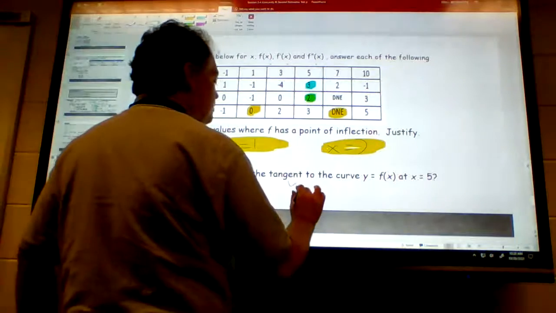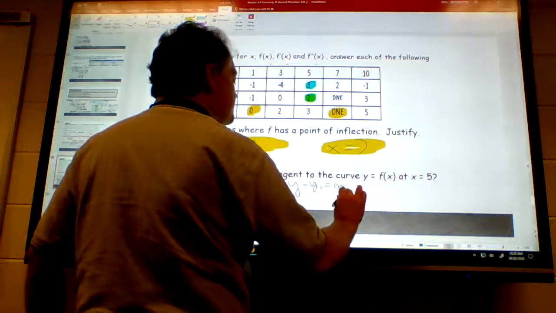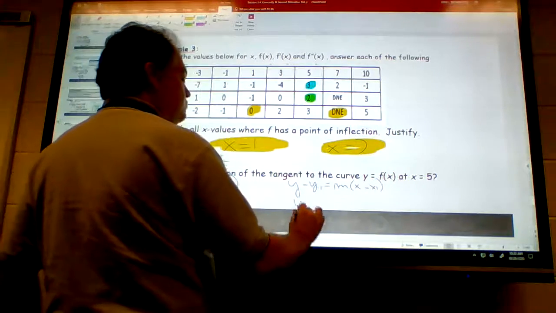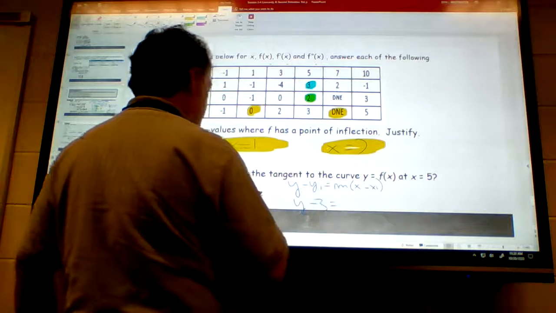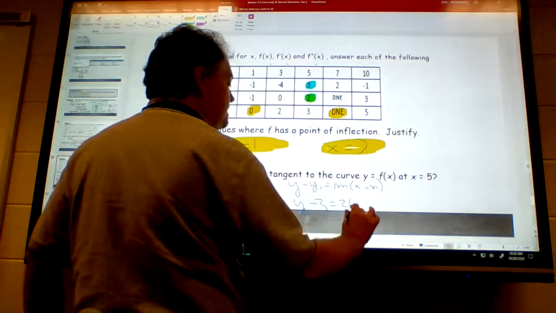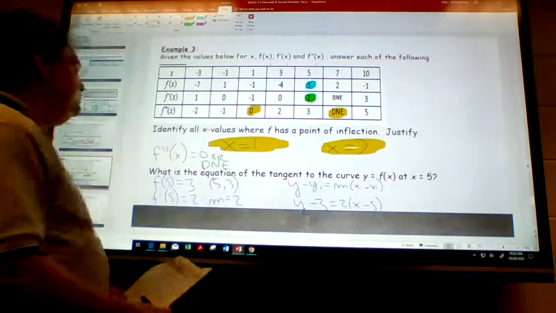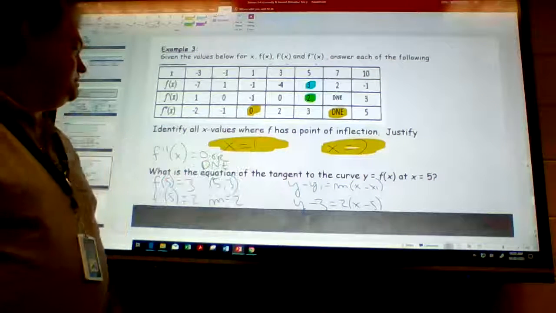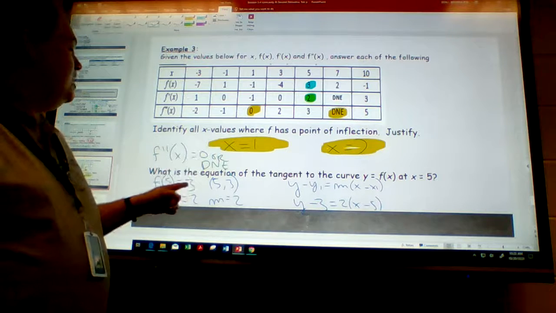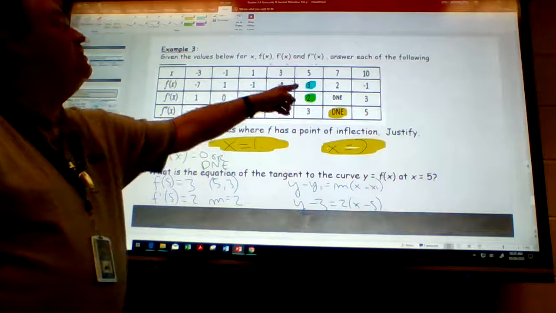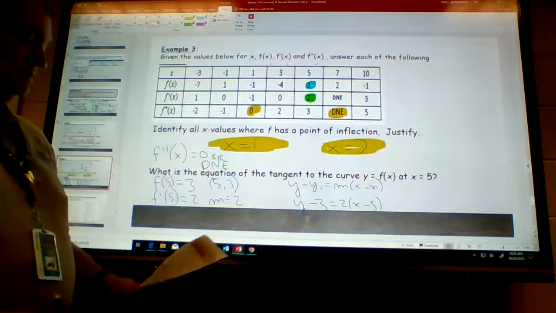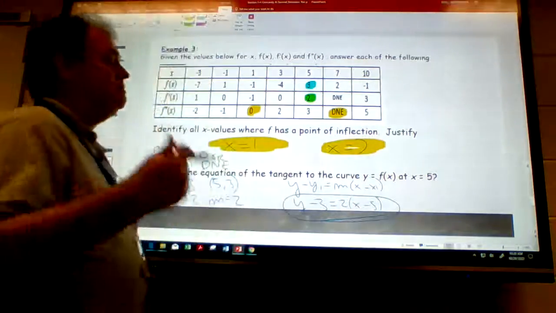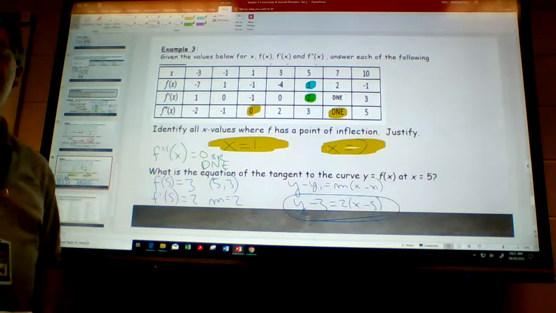So we've got our point and we have our slope. So we have the equation y minus y1 equals m times x minus x1. Now remember, the point is (5, 3), so y minus 3 equals the slope, which is 2, times x minus 5. The reason 2 is the slope is because at f prime of 5, our slope is 2. And the reason our y value is 3 is because f of 5 is 3. So we've got that, and you can actually leave it just like that. You can rewrite that in other forms if you want, but you don't have to.